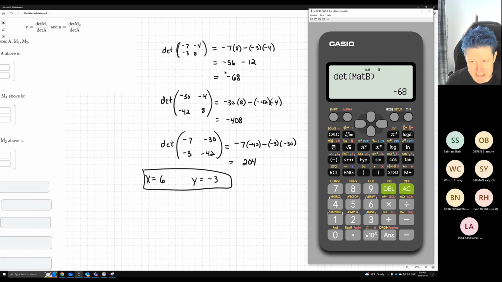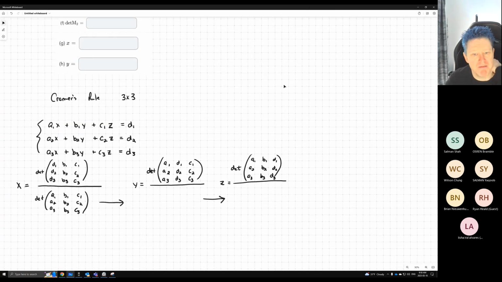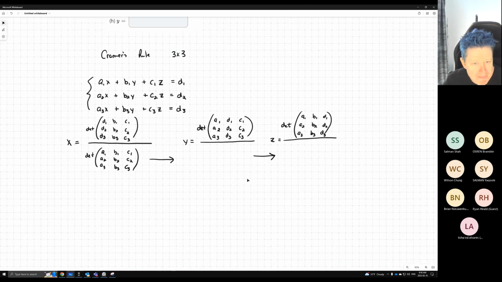Yeah, it's a -68. So if you can figure out how to use your calculator, you are welcome to use your calculator to find determinants. Okay, and I'll actually go through using the calculator to find determinants of 3 by 3 matrices here as well. Okay, so anyway, back to Cramer's rule.